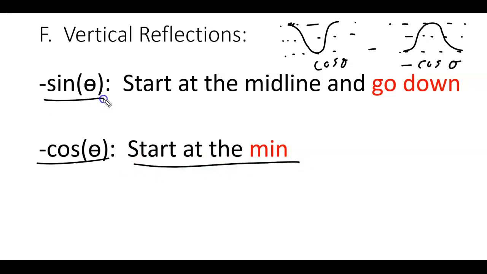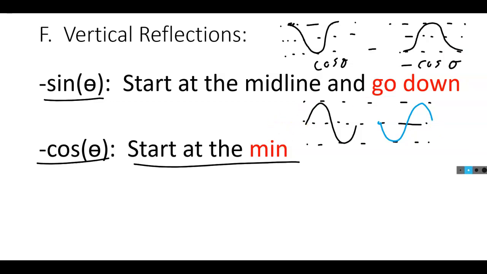And what about sine? Well, sine, as you guys remember, starts at the midline and goes up, right? So it goes like this. But what if you were to reflect it? Well, if you reflected this upside down, it's still going to start at the midline, but now it's going to go down. So it would look a little bit different if you put a negative in front.